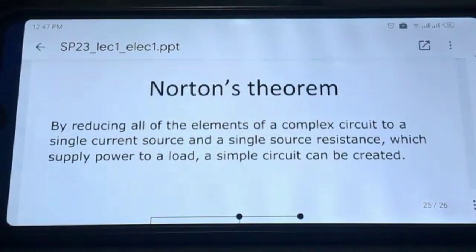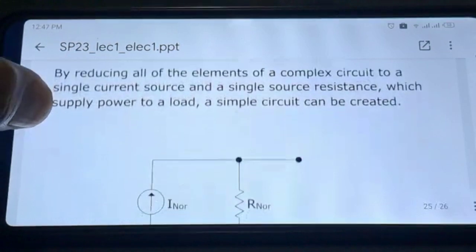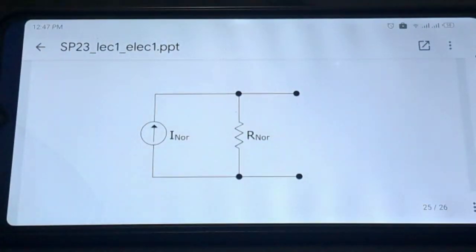Here we have Norton's theorem. By reducing all the elements of a complex circuit to a single current source and a single source resistance which supply power to a load, a simple circuit can be created. So here we can see Norton's theorem. I Norton means Norton current and R Norton means Norton resistance.